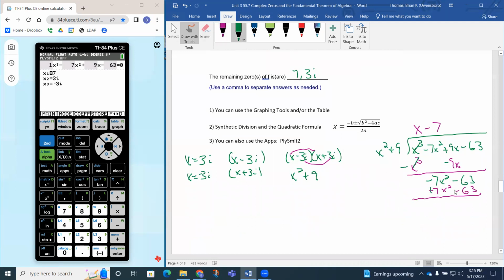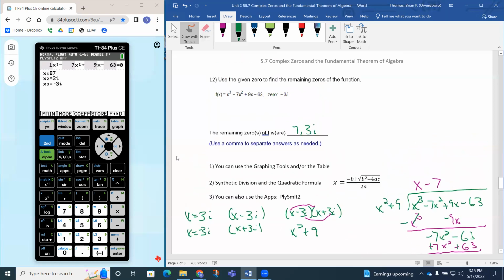So it turns into a positive. That turns into a positive. So notice how when you add, these are opposites and these are opposites. So that just turns into remainder 0. So x minus 7 is the remaining factor. So with x minus 7, we just set that equal to 0 and solve for x, and we get x equals 7, and that would be the other 0.